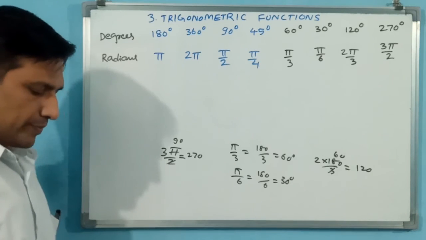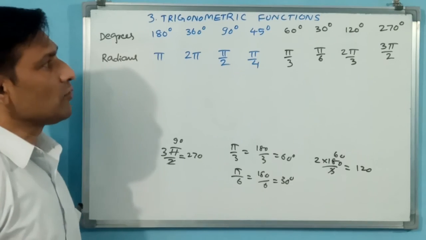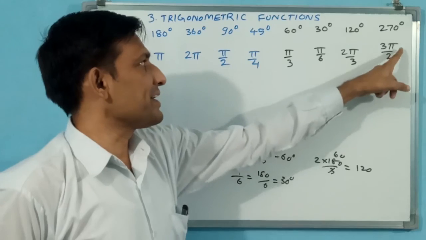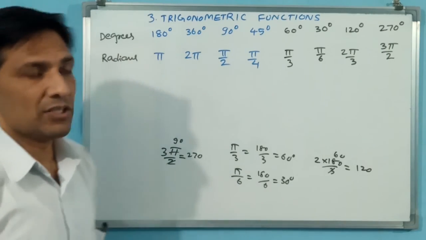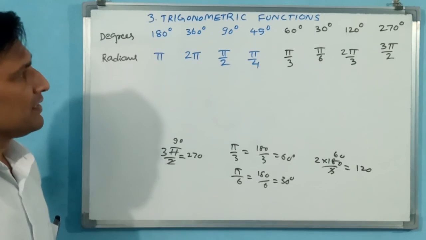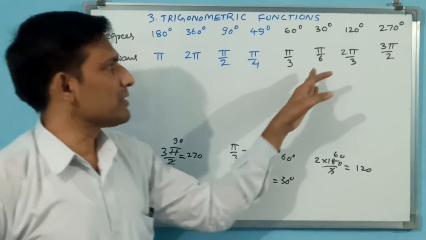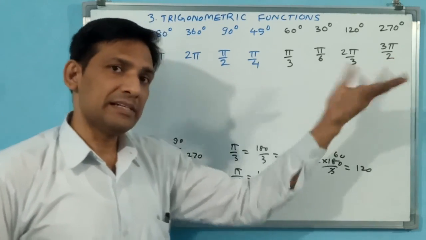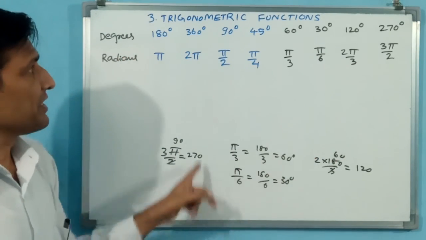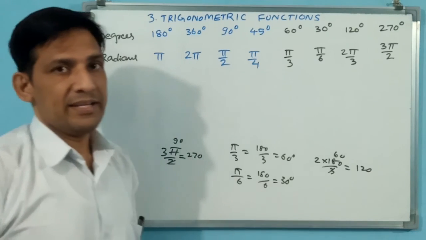Do you understand how these have come? 3 pi by 2 means 180 by 2 is 90, into 3, 90 into 3 is 270 degrees. Like this comparison you can make whenever they give these radians: pi, 2 pi, pi by 2, pi by 4, pi by 3, pi by 6, 2 pi by 3, 3 pi by 2, several combinations are there. At that time you have to convert like this into degrees. Even from degrees you have to convert into radians.